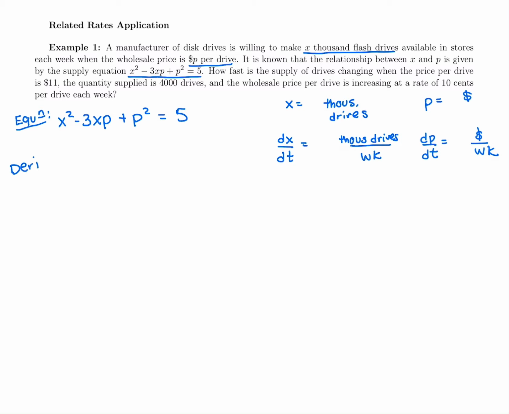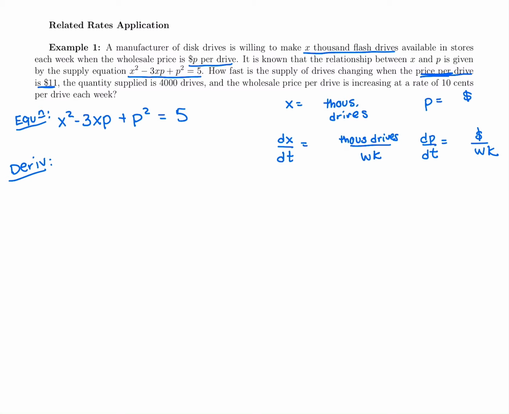So we are not even done reading the problem, but we can tell our two variables are x and p, either by looking at the first sentence or looking at the equation, and that's what we're going to take the derivative of each time. So we want to figure out how fast is the supply of drives changing when the price per drive is $11. So which letter is that going to be?